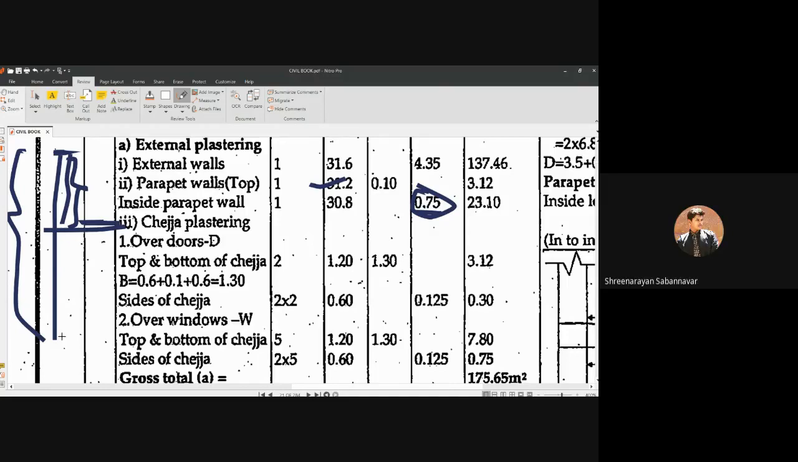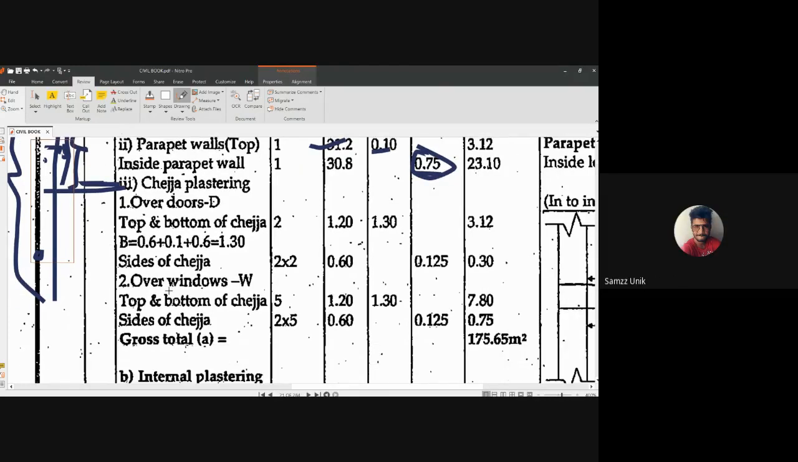Then 0.1 is its top width. That top plastering is also calculated. So this is 0.75 and here it is 3.5. Now all these things are very small quantities. Some minor changes in the dimensions will not change much of the problem.